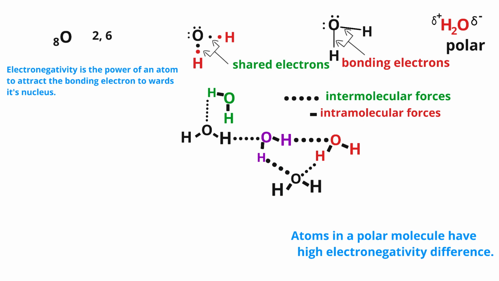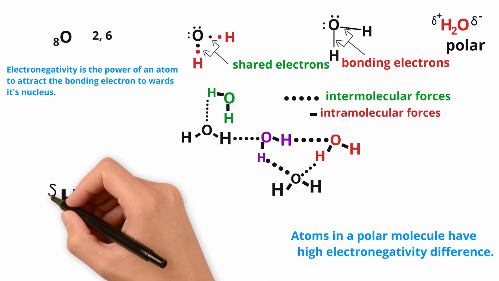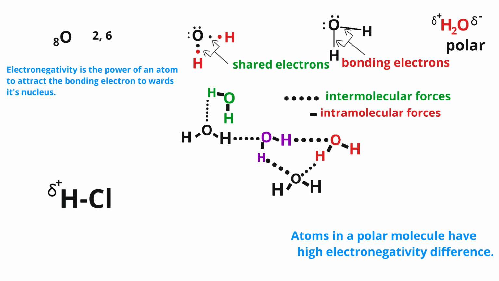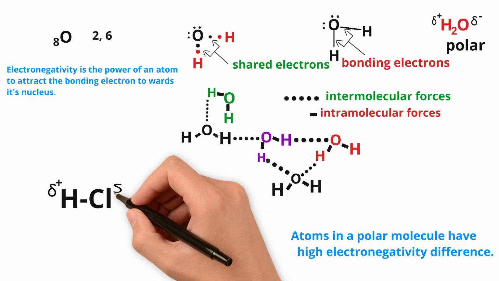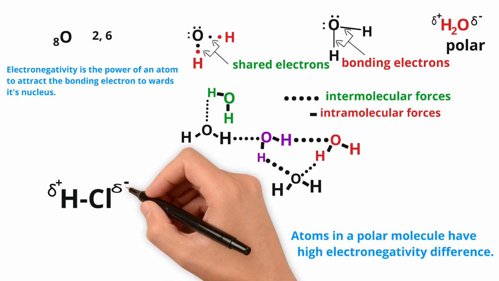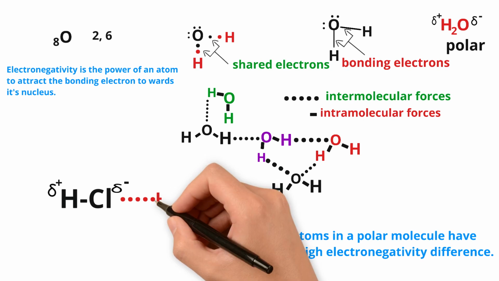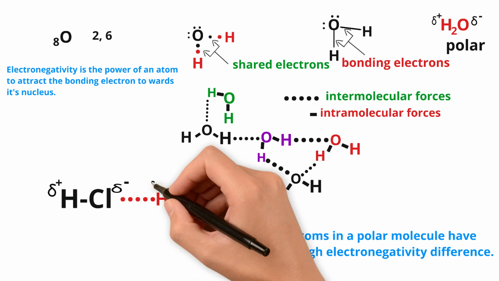Now, an additional example. As I told you, hydrogen is partially positive, chlorine is partially negative. The bond is formed by contributing one electron from each of hydrogen and chlorine. Due to the high electronegativity value of chlorine, it attracts the bonding electrons toward its nucleus. That's why it carries a partially negative charge, whereas hydrogen carries a partially positive charge. And this one HCl molecule is bonded with another HCl molecule by intermolecular force.